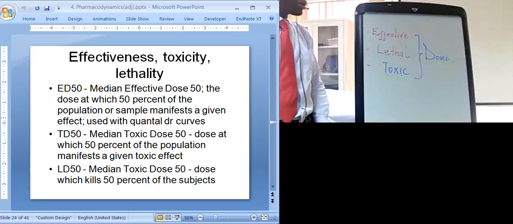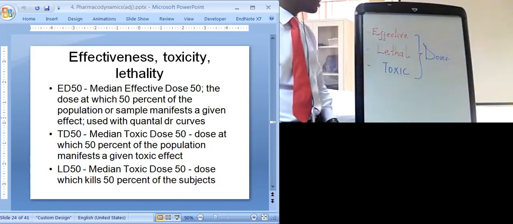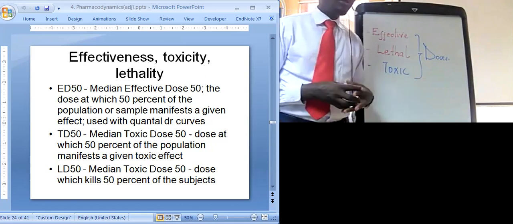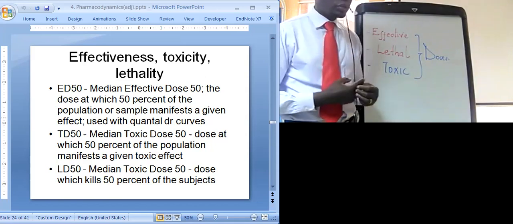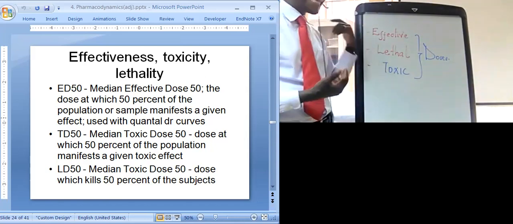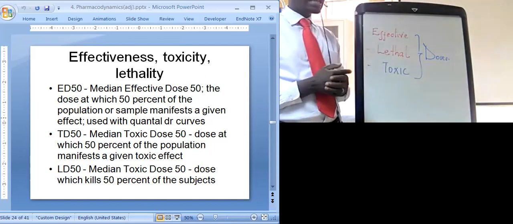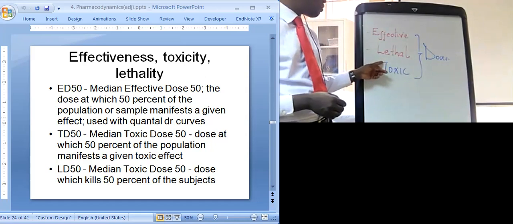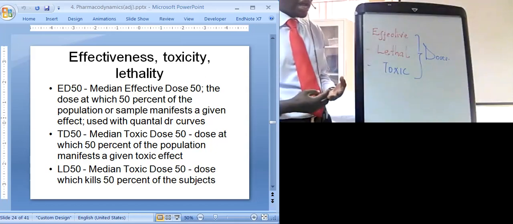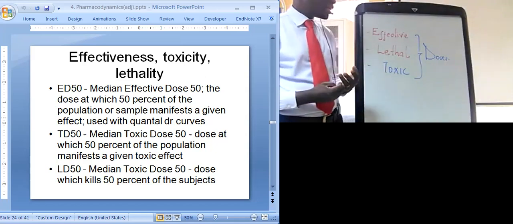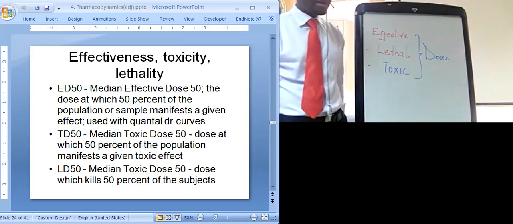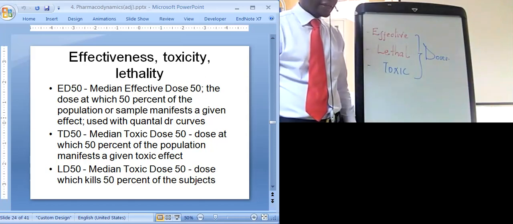And then toxic dose 50 is the dose at which 50% of the population manifests the toxic effects of that drug. And then the lethal dose is basically 50% of the patients, or the subjects, being killed. Usually we don't refer to patients per se, because sometimes it's not tested on human beings. It might be tested on animals, rats. But lethal dose is the killing dose, the dose at which 50% of the subjects die.